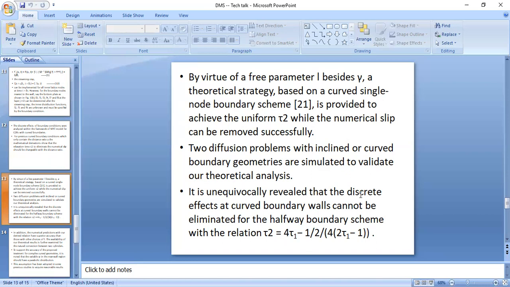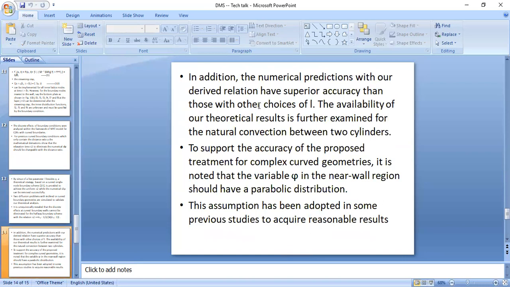It is unequivocally revealed that the discrete effects at curved boundary walls cannot be eliminated for the halfway boundary scheme with the relation τ_2 equal to 1/2 plus 1/(4(2τ_1 minus 1)). In addition, the numerical predictions with our derived relation have superior accuracy than those with other choices of L. The availability of our theoretical results is further examined for a natural convection between two cylinders.